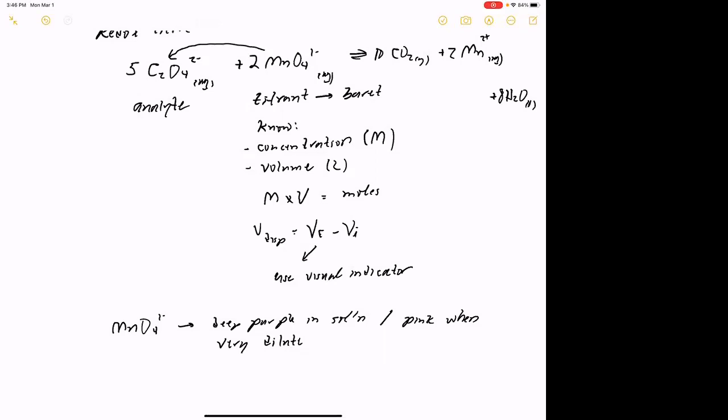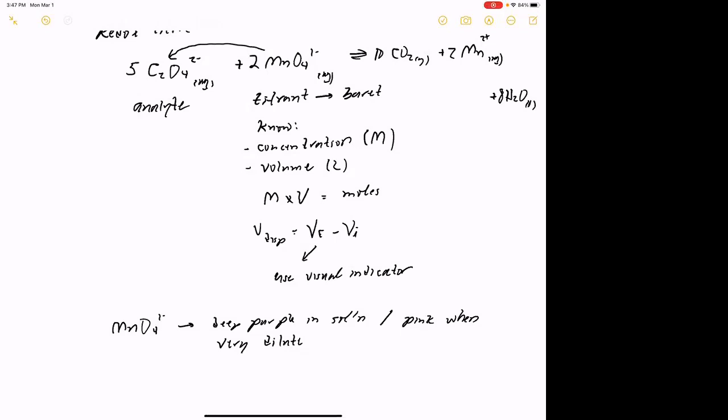But what's going to happen as soon as I add 1 drop excess of permanganate and there's no more oxalate for it to react with? Well, it's going to hang around in the solution, right? There's nothing for it to react with. So what's the solution going to look like? Will it be really pink? Yeah, really, really pale pink. So as soon as you get a tiny, tiny excess of permanganate in there, and there's nothing else for it to react with, the solution is going to go to a really pale pink.